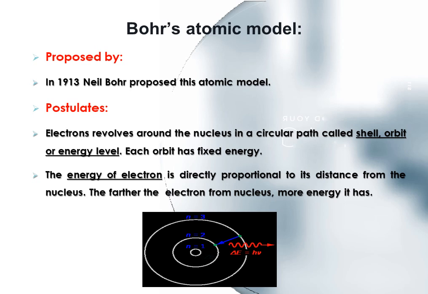If you look at the picture given below, n equals 1 means first shell, n equals 2 means second shell, and n equals 3 means third shell, and so on. So the energy of the electron in the first shell will be less than the energy of the electron in the second shell, and the energy of the electron in the second shell will be less than the energy of the electron in the third shell, and so on.